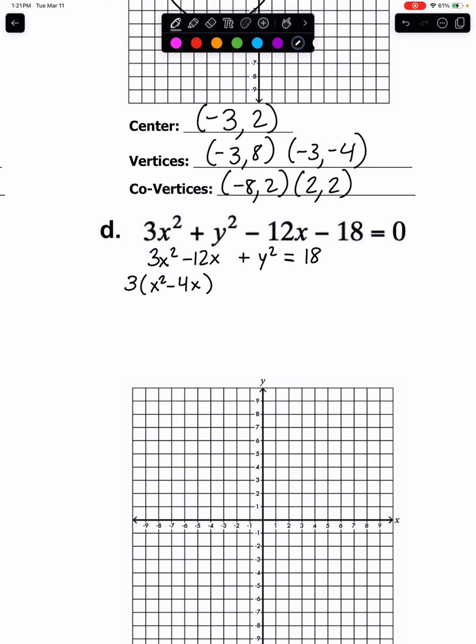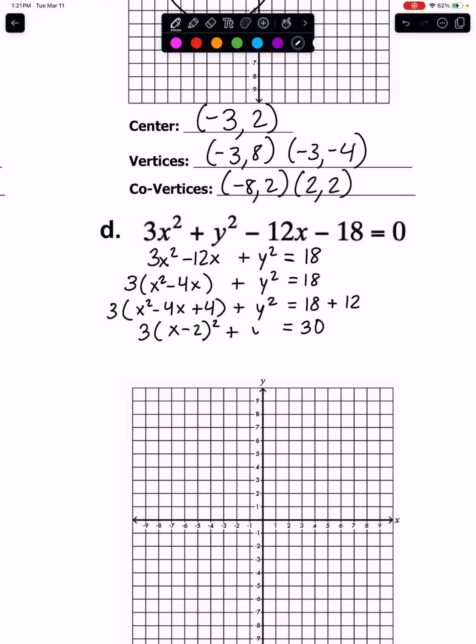Factor out a 3, right? Y squared, I don't need to complete anything with it. But with this set here on the left, I am going to need to complete the square. This would be x squared minus 4x plus 4, right? So I need to really add 12, because it's 4 times that 3, to the other side. What you do to one side, you must do to the other. So this is 30. And this is going to be 3 times (x minus 2) squared plus y squared.